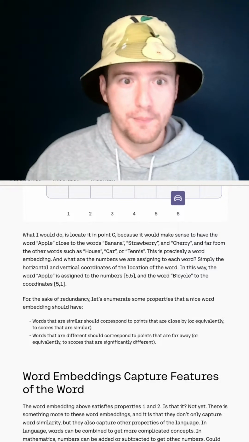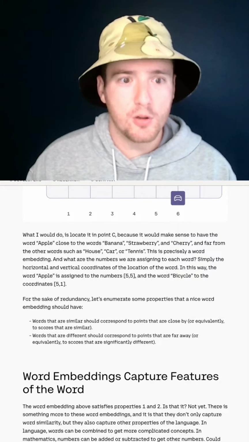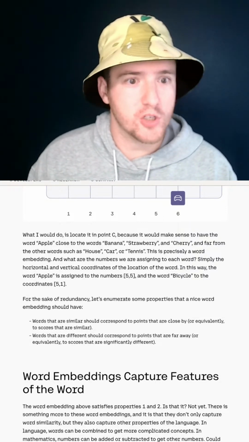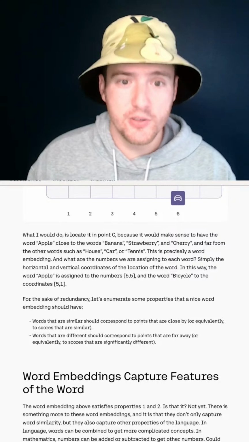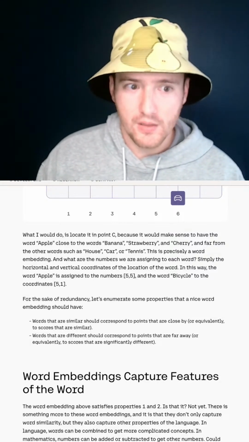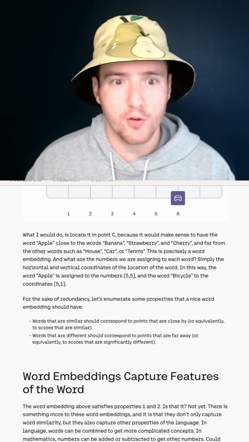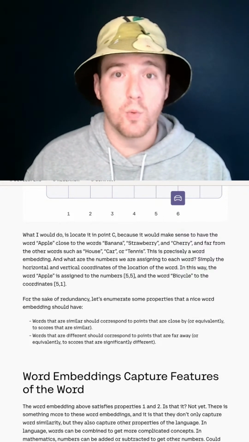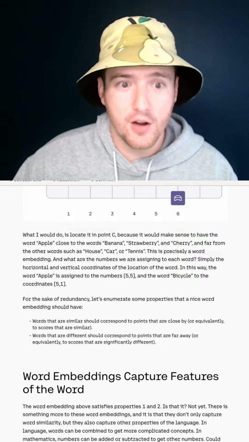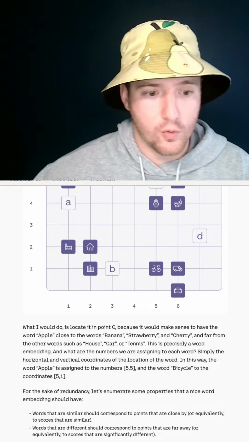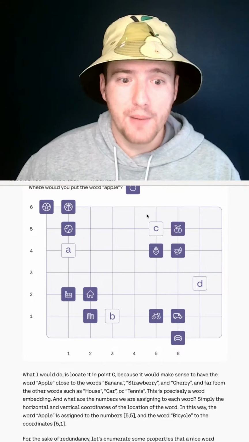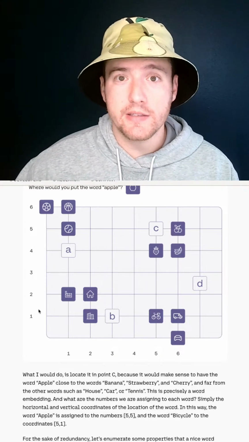Okay, fair enough. Because it would make sense to have the word apple close to the words banana, strawberry, and cherry, and far from the other words such as house, car, or tennis. This is precisely a word embedding. And what are the numbers we're assigning to each word? Simply the horizontal and vertical coordinates of the location of the word is what these numbers mean. So in this way, the word apple is assigned to the numbers 5, 5, and the word bicycle to the coordinates 5, 1.